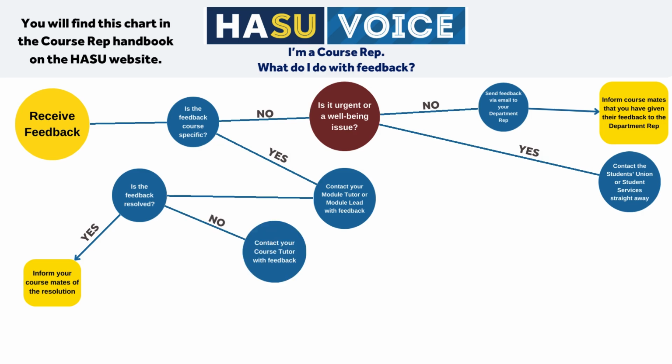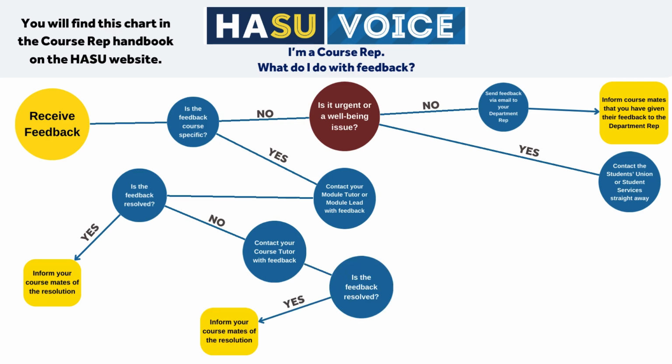If the feedback is not resolved, the next step is to contact your course tutor. If you were able to resolve the feedback with your course tutor, that's great. Make sure you inform your course mates of the resolution. If you weren't able to resolve the feedback, then you bring it to committee meeting. So only feedback that is course specific and unresolved will come to the committee meeting.